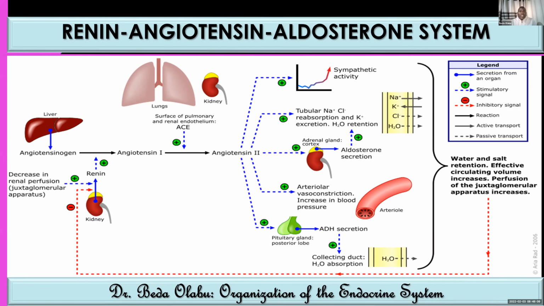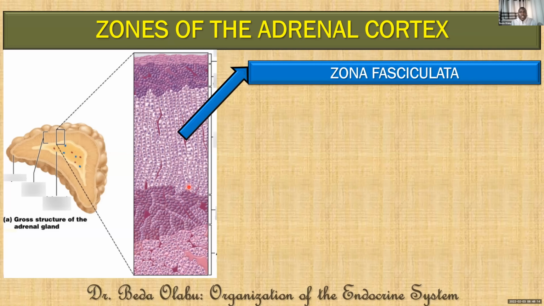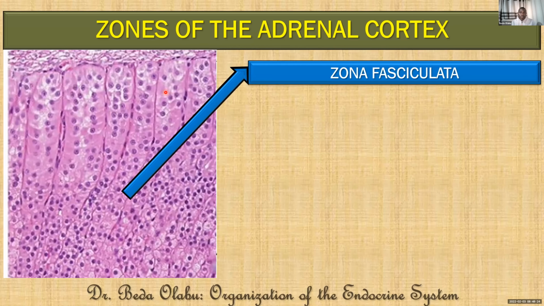Okay, now we can talk about the second zone. The second zone of the adrenal cortex is called zona fasciculata. This is the zona fasciculata. Zona fasciculata consists of cells which are arranged in columns. These columns could be 1 cell thick or 2 cells thick. Maybe the one being shown there is 2 cells thick. I'm trying to look at ones which are 1 cell thick. Perhaps that one is 1 cell thick.